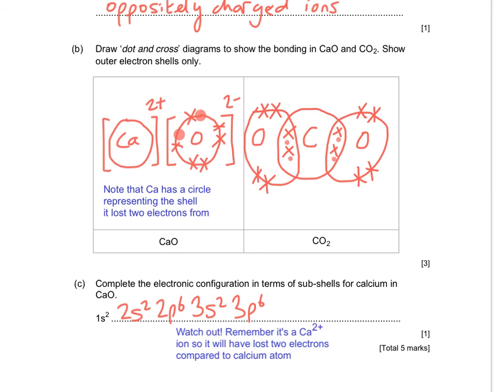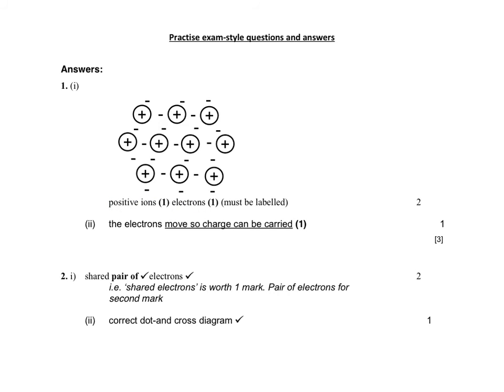So now let's have a look at the mark scheme. So we got our diagram correct, and we said the positive ions and we labelled them. We talked about electrons being able to move so charge can be carried. Now I just wanted to draw your attention to something here.